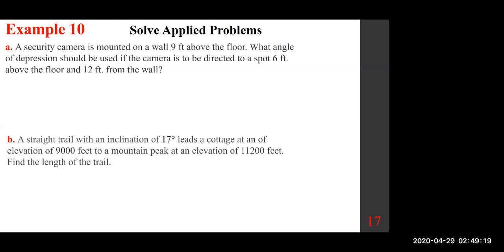So we have a security camera which is 9 feet above the floor. We are needing a depression angle, which we don't know what it is, such that it will be directed at some spot that is 6 feet from the floor and 12 feet from the wall. Okay.